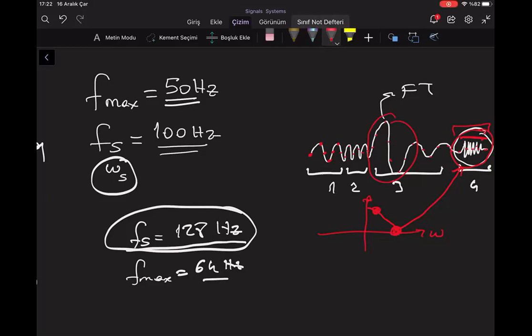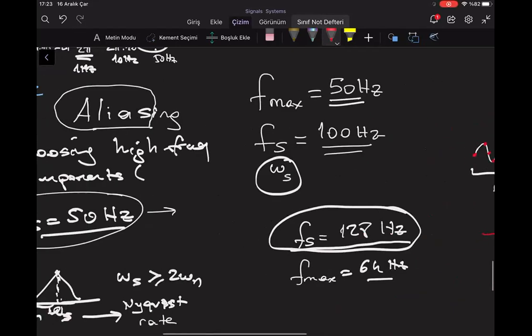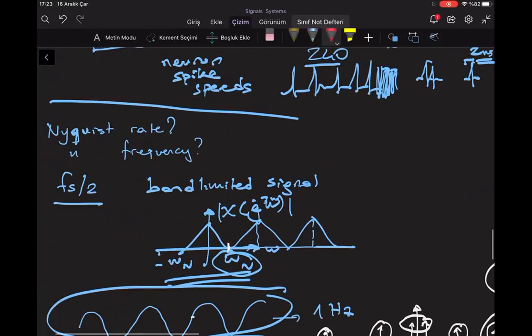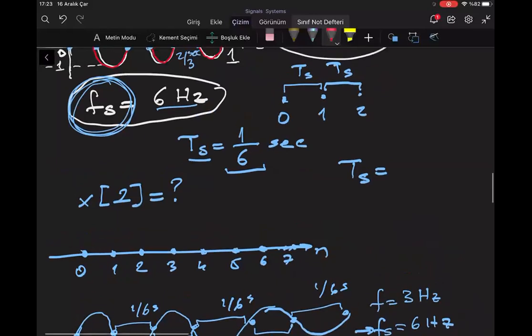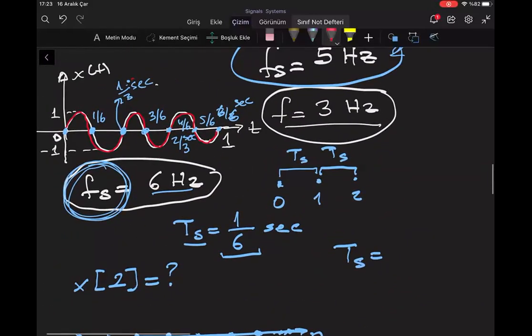But let me underline, usually we choose 5 times sampling frequency or 10 times sampling frequency. Sorry, we choose 5 times F max or 10 times F max. Why? I can show this to you on a simple sinusoid arkadaşlar. Biraz evvel gösterdim değil mi? How was my signal? My signal was 3 hertz.